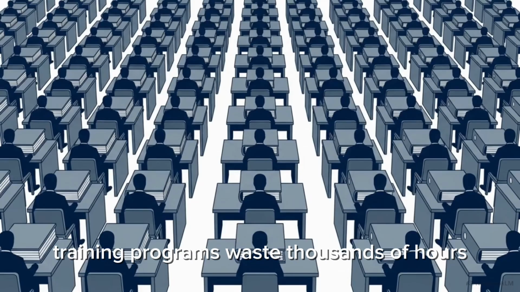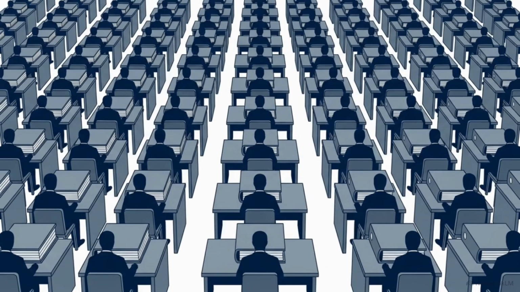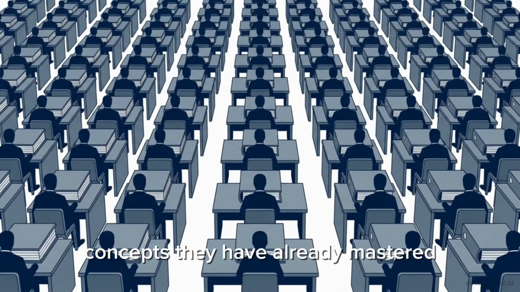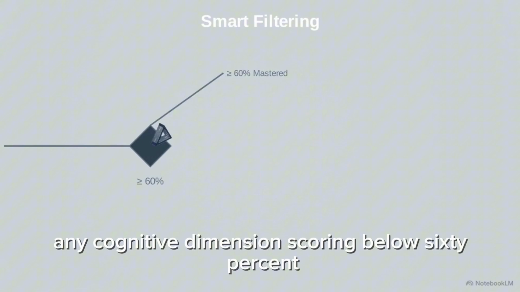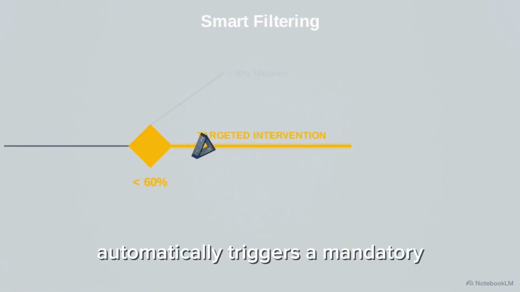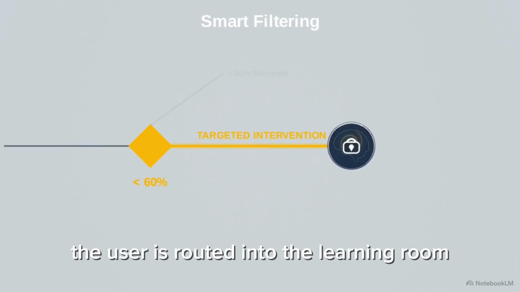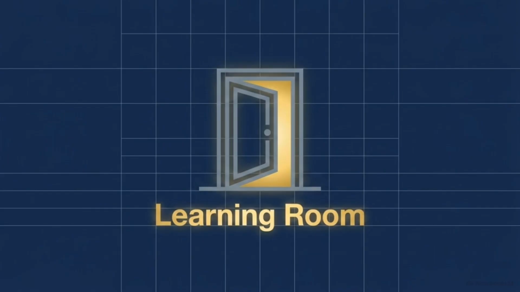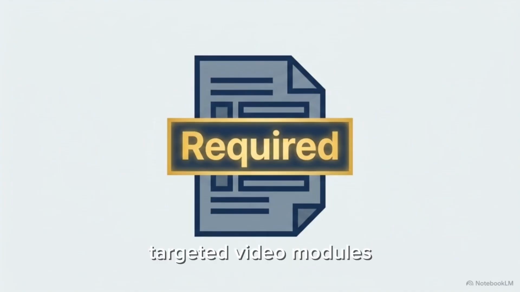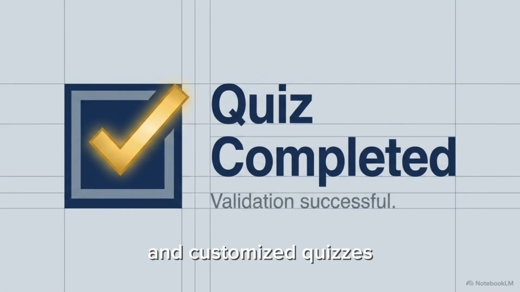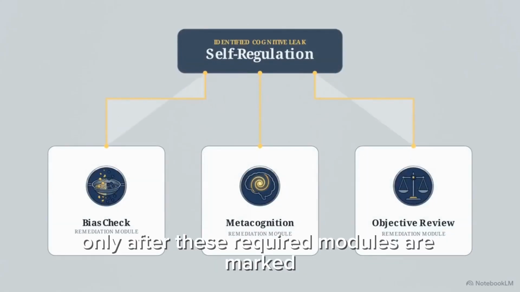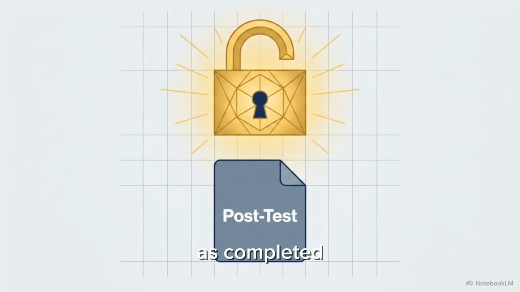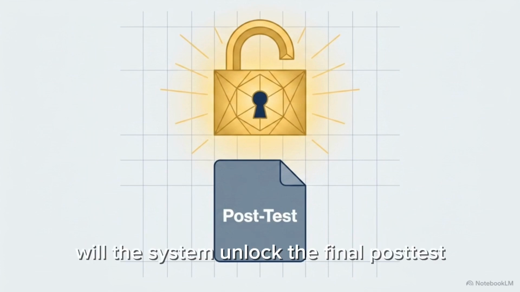Standard broad-stroke training programs waste thousands of hours, forcing individuals to study concepts they have already mastered. We eliminate that waste using smart filtering. Any cognitive dimension scoring below 60% automatically triggers a mandatory targeted intervention. The user is routed into the learning room, accessing specific articles, targeted video modules, and customized quizzes, designed solely to repair their identified weakness. Only after these required modules are marked as completed will the system unlock the final post-test.